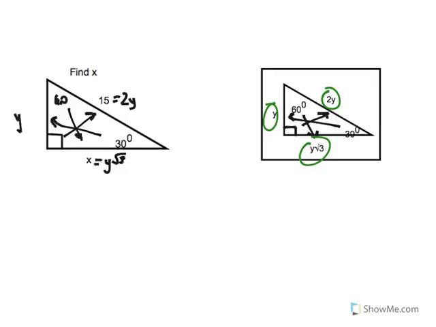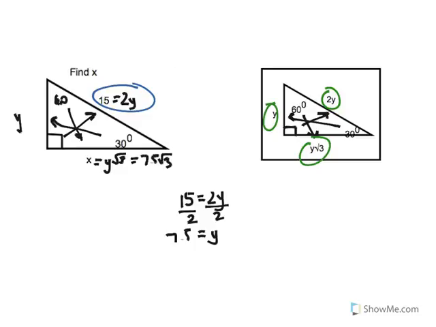Okay. Now, the second step is I look for the number. That becomes my equation to solve. I get 15 equals 2y. Divide by 2. Y equals 7.5. I now put 7.5 for y in 7.5 square root of 3. X, they tell me to find x. X is here. X equals 7.5 square root of 3.